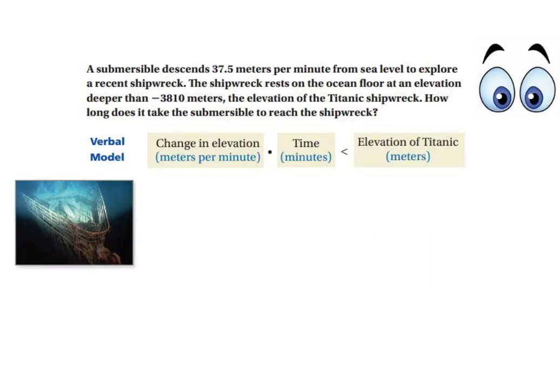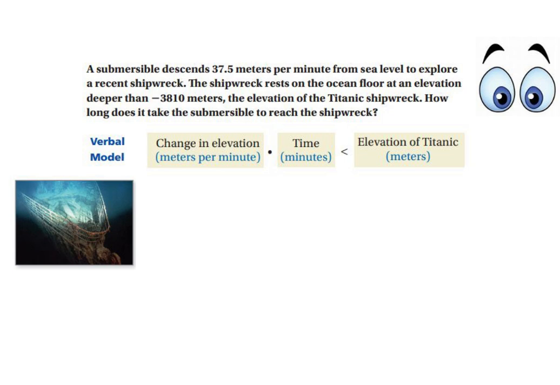For number 14, a submersible, which is a submarine, descends 37.5 meters per minute from sea level to explore a recent shipwreck. The shipwreck rests on the ocean floor at an elevation deeper than negative 3,810 meters, the elevation of the Titanic shipwreck. How long does it take the submersible to reach the shipwreck?